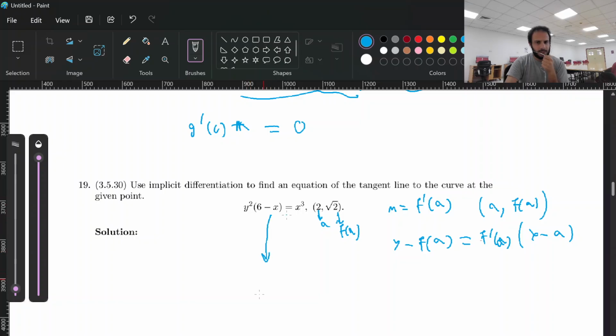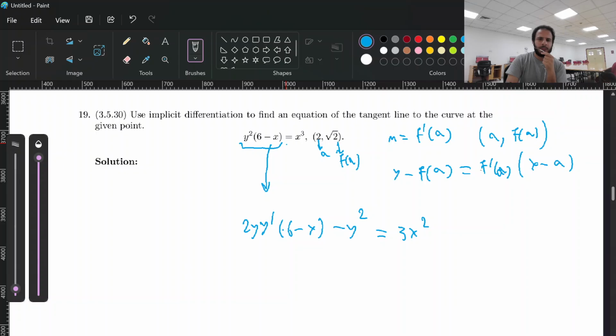How to differentiate this? First we use 2y, y prime, and we keep the 6 minus x, and then plus y squared times the derivative of 6 minus x, which is minus 1, right? So minus y squared. This equals 3x squared.